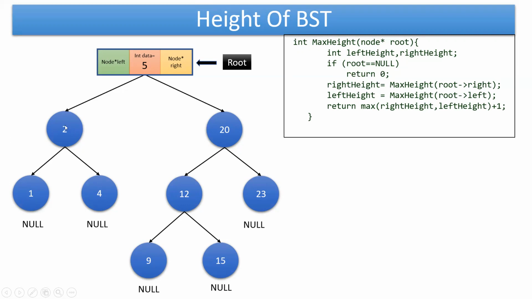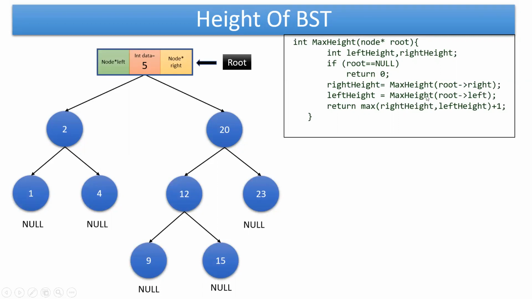So for finding this height of the left subtree and height of the right subtree, we are using the recursive function here. If you are able to see here, we have declared two variables, left height and right height, to store height of the left subtree and the right subtree respectively. If the root is equal to null, that means if the tree is empty, we are going to return height as 0. Right height is equal to max height function, and we are passing here root right pointer as a parameter. So this max height function recursively calculates the height of the right subtree and the result will be returned in the right height variable.